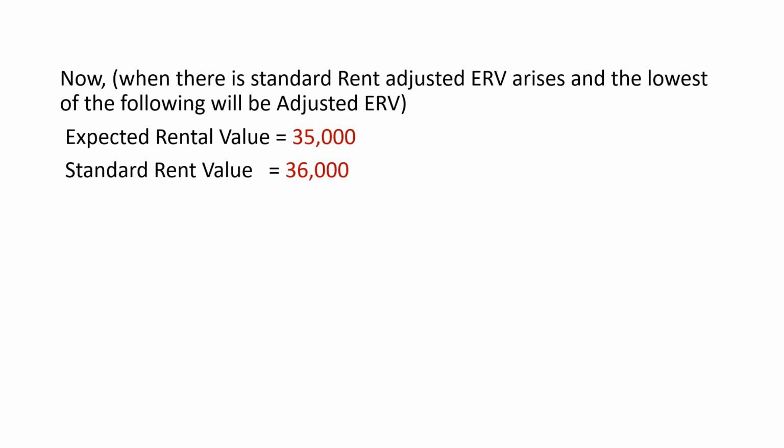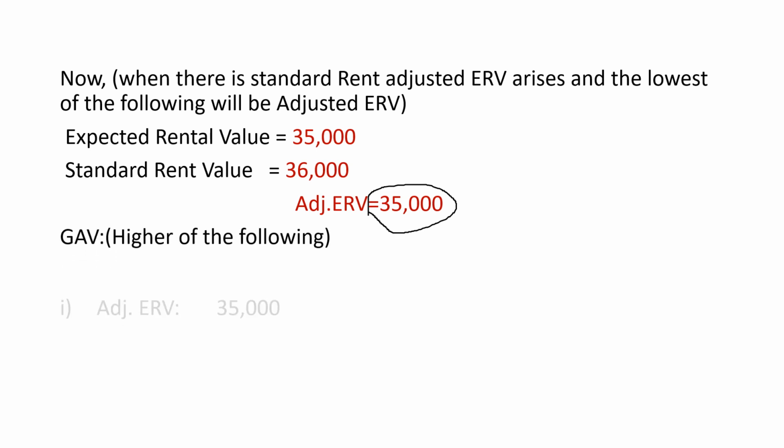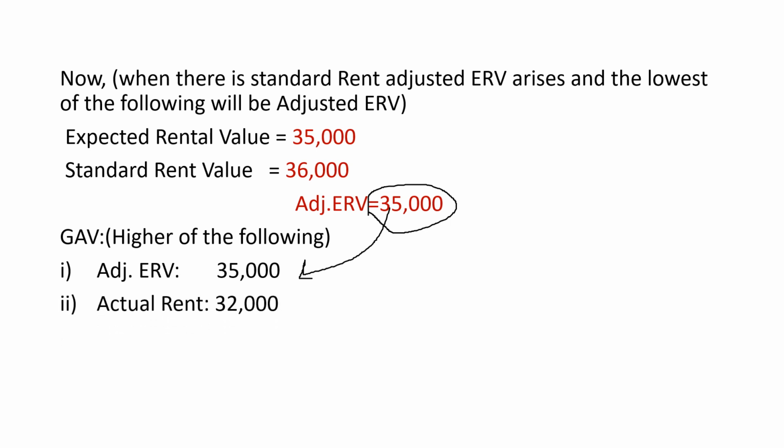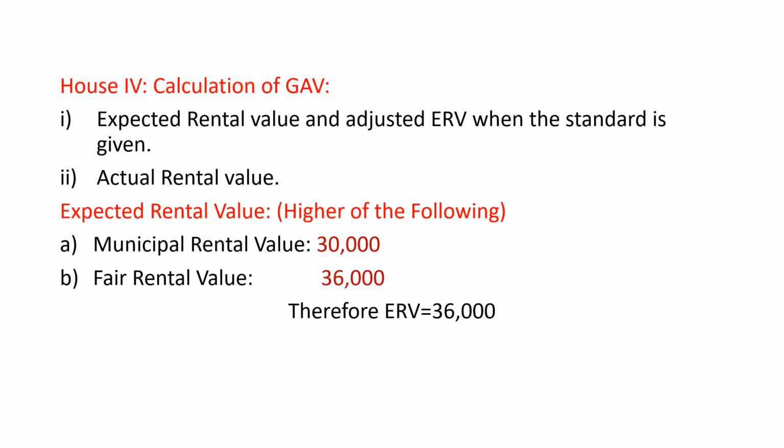So expected rental value is 35,000. Standard rental value is 36,000. Therefore, adjusted ERV is 35,000. Then GAV: adjusted ERV, this one we need to take here, and then actual rent is 32,000. Therefore, GAV will be 35,000. Therefore, this is the GAV for house 3. And now move on to house 4.